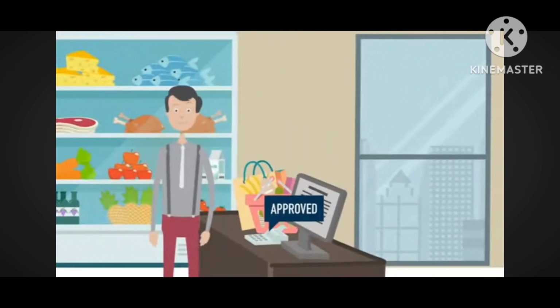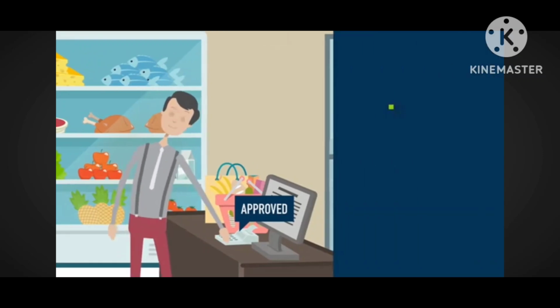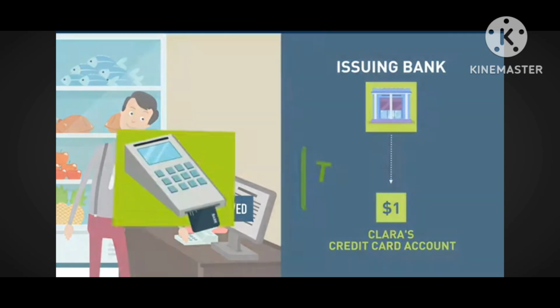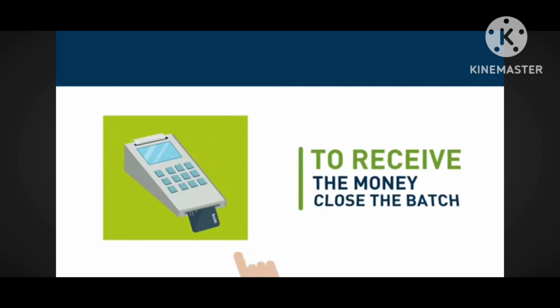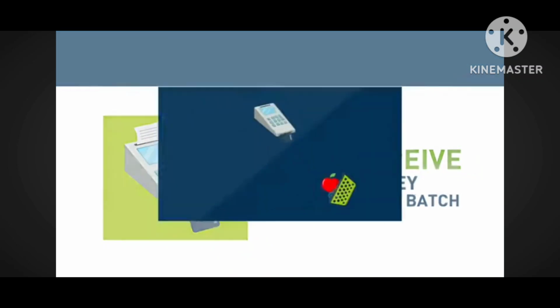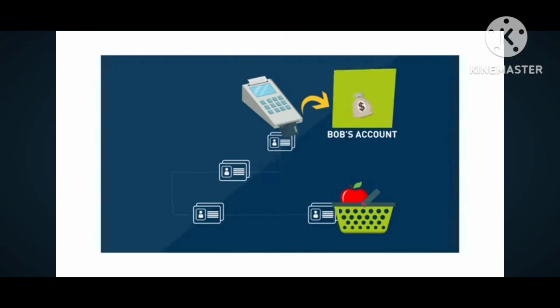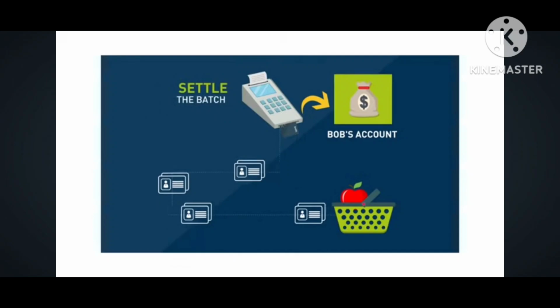Bob sees the approved message on his POS terminal. The issuing bank places a hold for $1 on Clara's credit card account. For Bob to receive the money for the sale, he first needs to close the batch. As cardholders come in and buy apples, all authorizations are stored in the POS terminal in a batch. And to become a deposit in Bob's account, he needs to settle the batch.